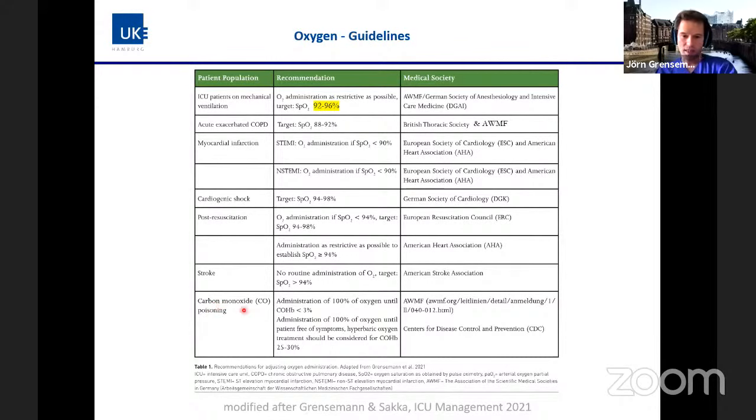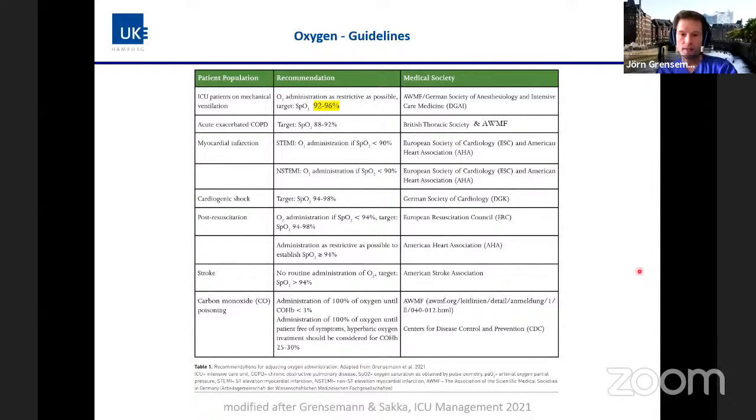Carbon monoxide poisoning. This is probably one of the only disease entities where you need 100% oxygen until the CO hemoglobin is below 3% or the patient is free of symptoms. And hyperbaric oxygen may be considered if the CO hemoglobin is above 25 to 30%.